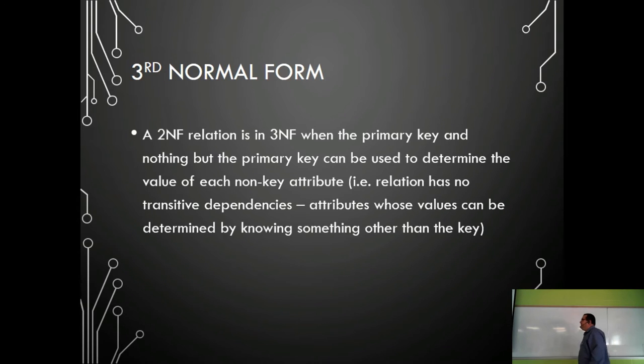Now, here's the really big, wordy version of that. A second normal form is in third normal form on the primary key, and nothing but the primary key can be used to determine the value of each non-key attribute. That's a really big mouthful. That's an official industry definition. In other words, the relation has no transitive dependencies. In other words, there's no attributes whose value can be determined by knowing something other than the key.